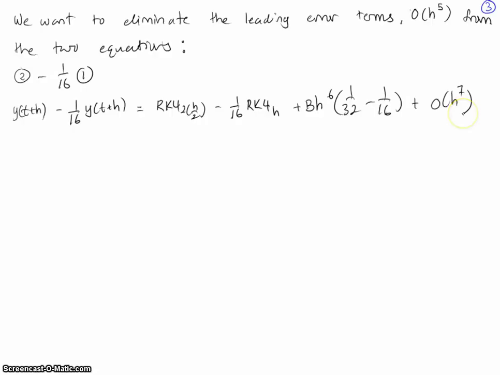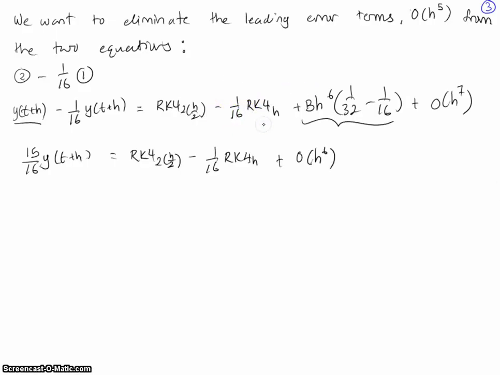Alright, so what we essentially want is the solution at y at t plus h. If you write this, it becomes 15 over 16 of y at t plus h is equal to the RK4 solution obtained with step size of h over 2, minus 1 over 16 of the RK4 solution with step size of h. And because the leading error term now is order h^6, I'll just write this as order h^6.